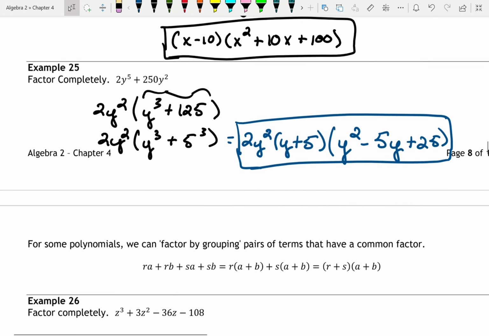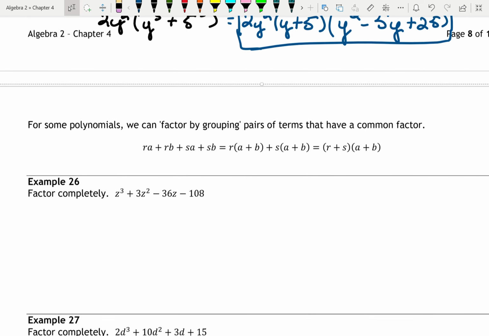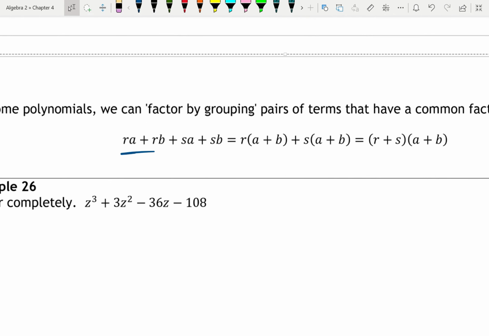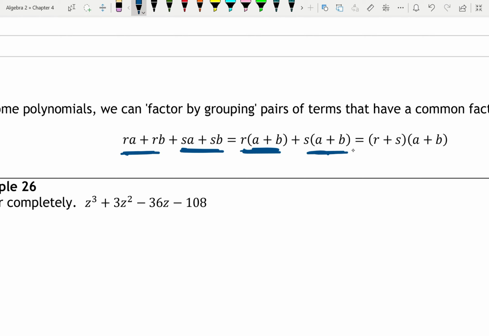Let's scroll down. For some polynomials, we can factor by grouping. And factoring by grouping is a really neat idea where you take the first 2 and the second 2 and you look at them separate. So it has to have 4 terms to begin with. 4 terms means 4 different chunks. And the first 2, you pull something out of it. So in this one, we pulled out an R. The second 2, you pull out something. This time they pull out an S. And then you pull out the A plus B. And then left over is the R and the S.